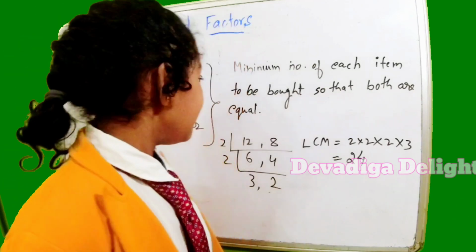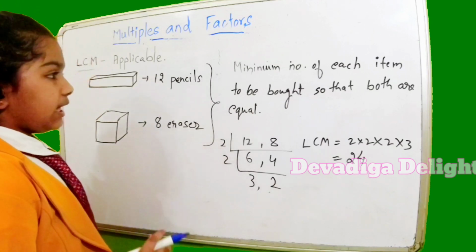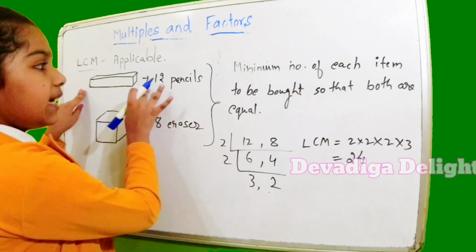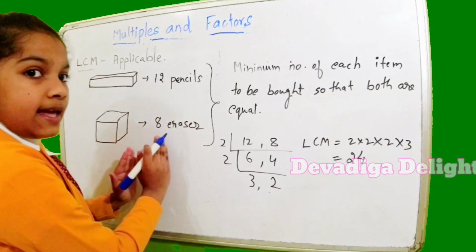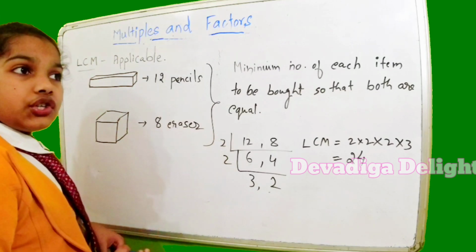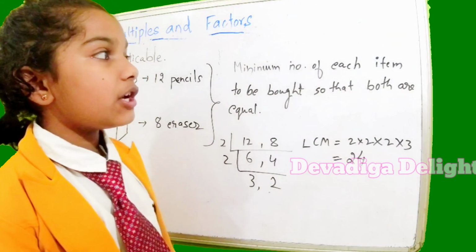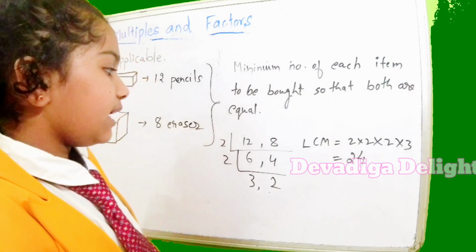So now we will see where LCM is applied. We will take an example. If one box has a packet of 12 pencils and the other has 8 erasers, we have to find out the minimum number of each item to be bought so that both are equal.